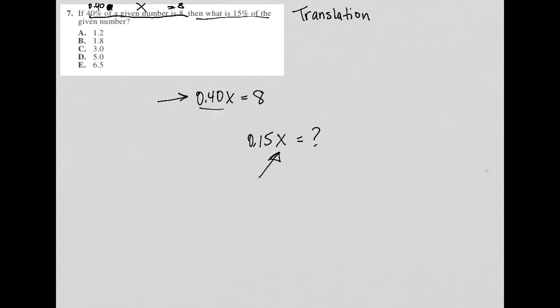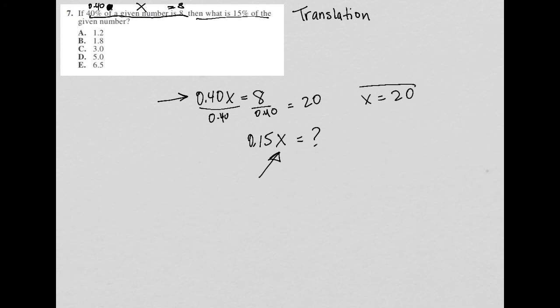So I can solve for x here by dividing both sides by 0.4. I can go to my calculator. So in my calculator, I see that 8 divided by 0.4 equals 20. So therefore, x equals 20.